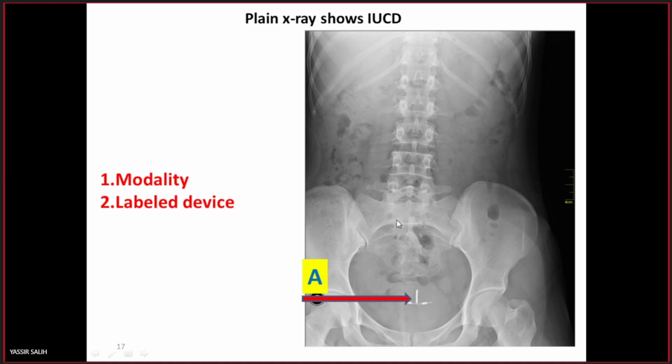So, what is the imaging modality? X-ray, or plain X-ray, or radiograph. What is the imaging study?